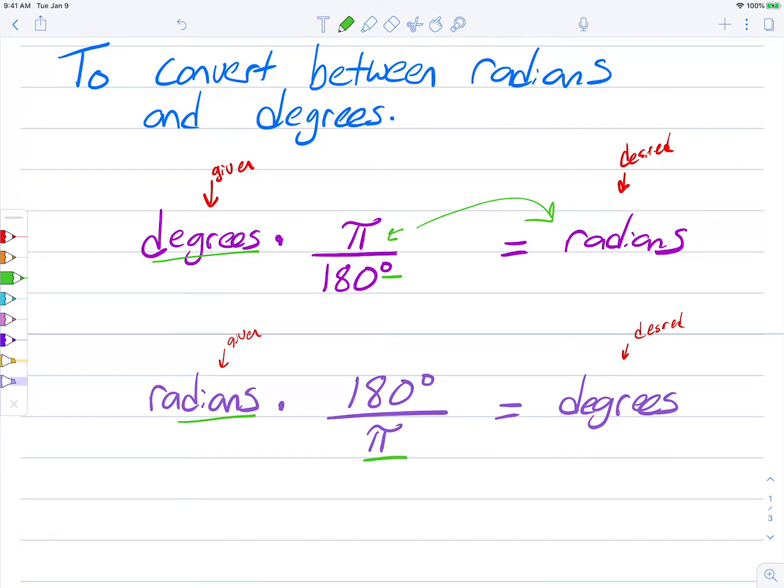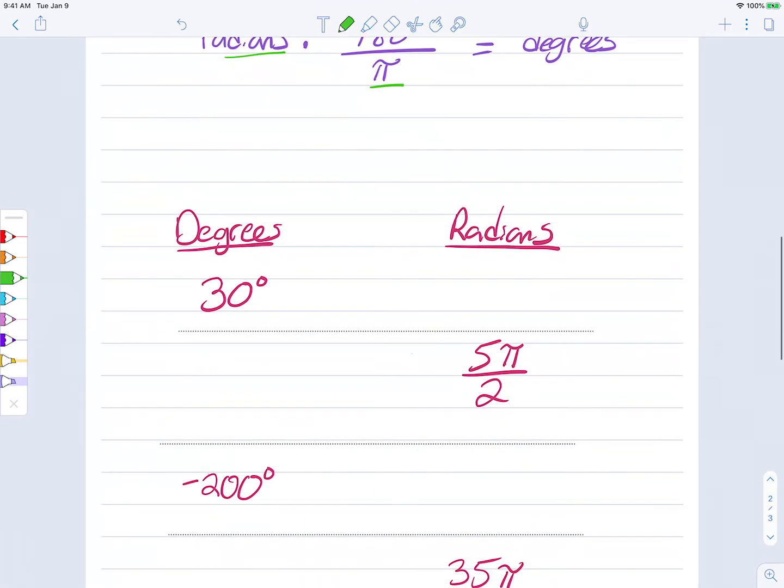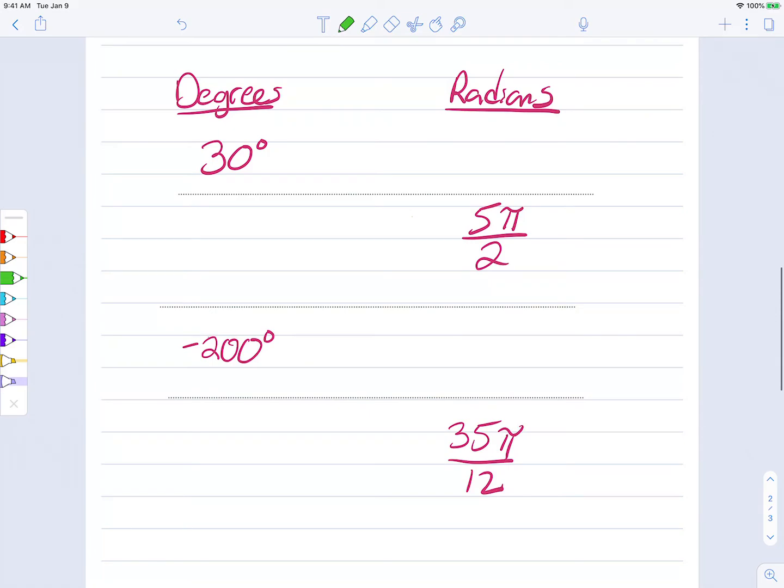The radians and the pi cancel out, leaving you with just degrees. So you either multiply by pi over 180 or 180 over pi. So let's practice this. Make this little table. We're going to convert each of these.